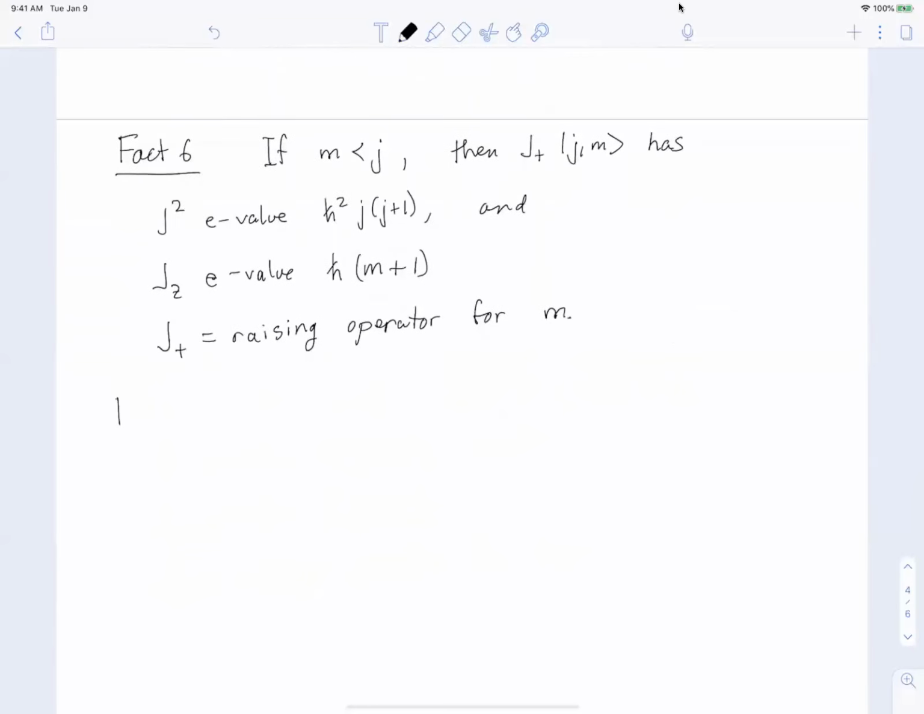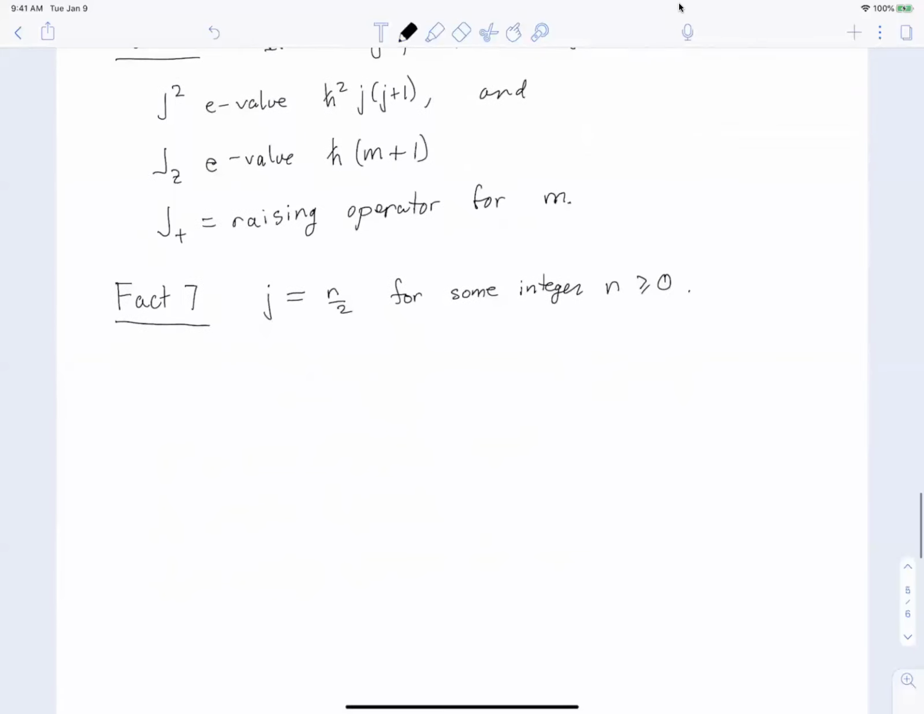All right, now we're up to fact 7. Fact 7 is we're finally ready to prove that j is not just any number that's positive or non-negative, but it's actually some integer divided by 2, for some integer n, and we know that it has to be non-negative, so it's a non-negative integer n. All right, so let's prove that using the previous facts that we've already proved.